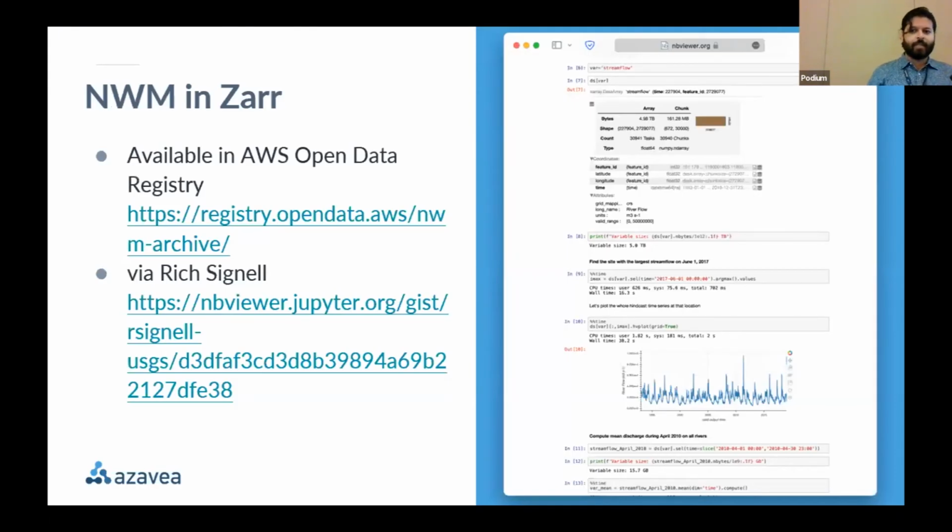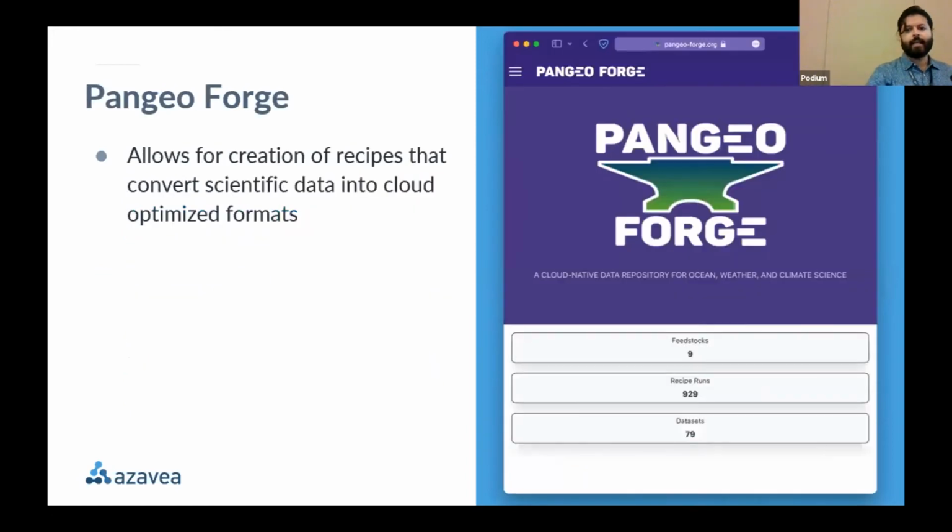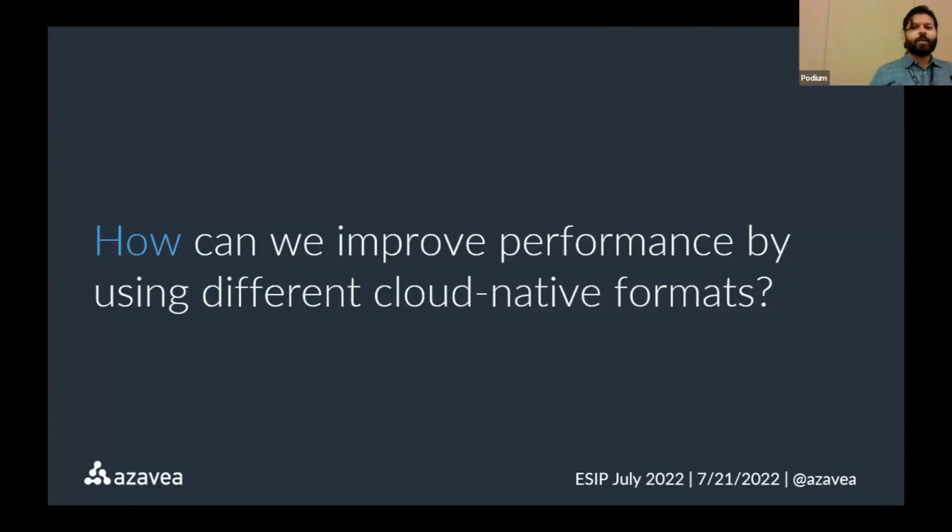NWM is already available in Zarr in addition to netCDF, and it does allow cloud-optimized querying. And Pangeo Forge provides a platform, a repository, and a toolchain for converting scientific data into cloud-optimized formats. So now the question becomes, how can this be done well? This is where industry experts like Azavia can help narrow the technology gap between subject matter experts and the tools and techniques available at their disposal. The focus of our work is to compare a few different options and share our recommendations.